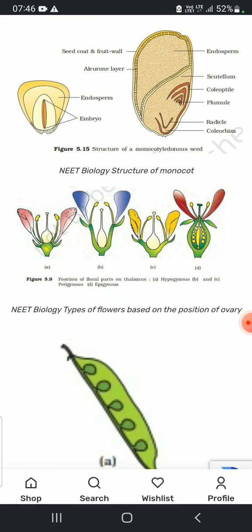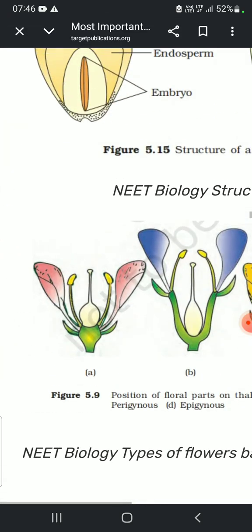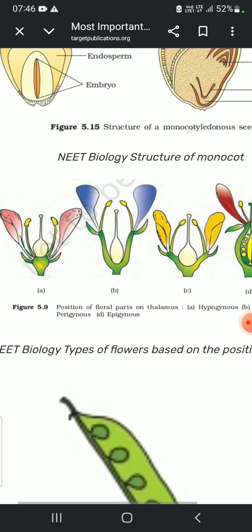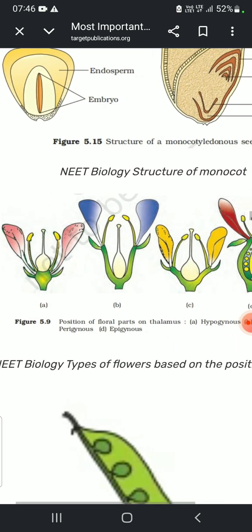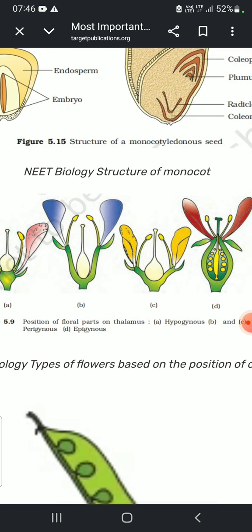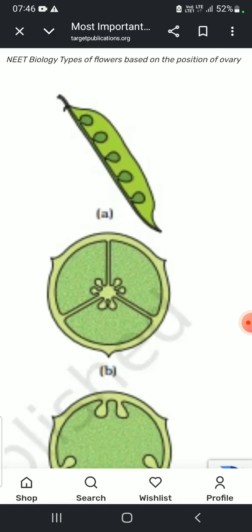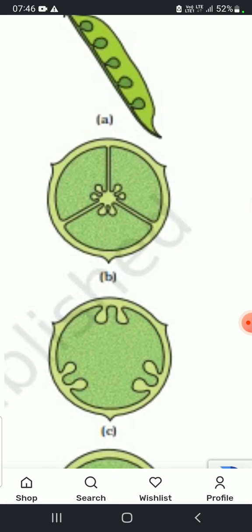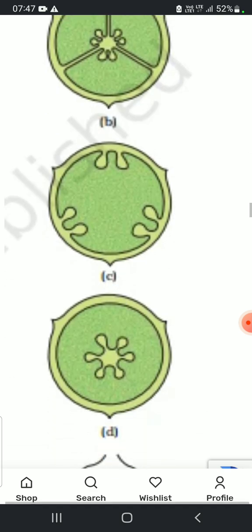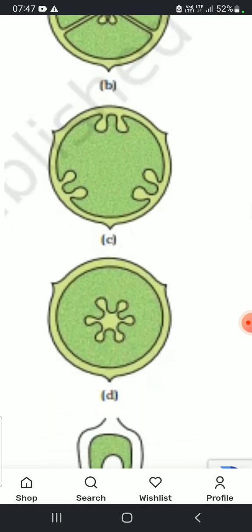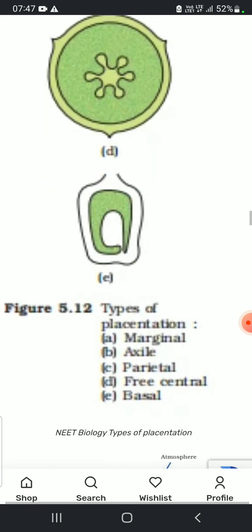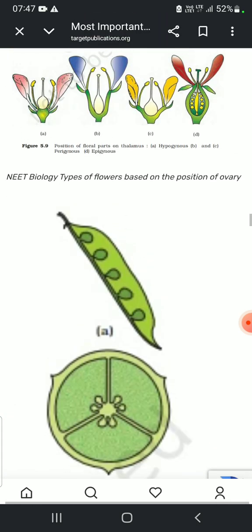Next diagram. First, this flower is hypogynous. Then these two are perigynous, and then we have epigynous. This is marginal placentation, this is axile placentation, then parietal placentation, free central, and then basal placentation.